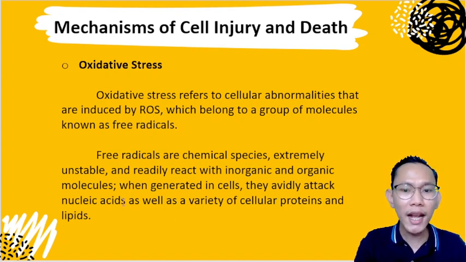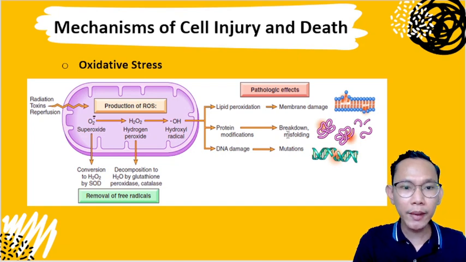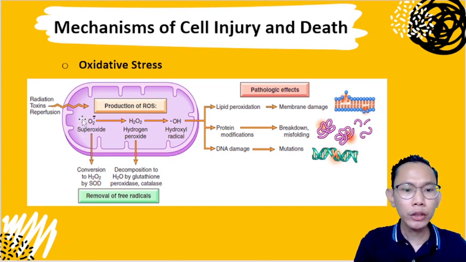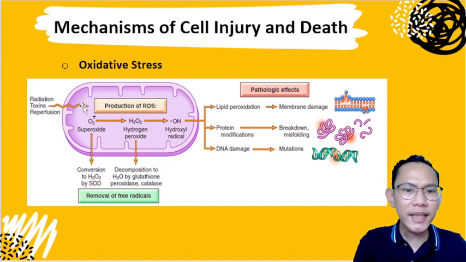Atakin niya yung nucleic acid, atakin niya yung cellular proteins as well as the lipid. Let's take a look at this diagram. So, the production of your reactive oxygen species is increased by many injurious stimuli. So, tataas ang production ng ating ROS or reactive oxygen species because of this injurious stimuli.